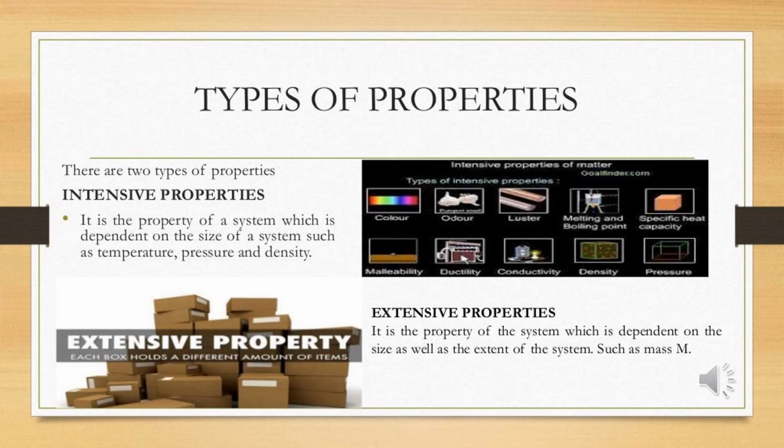Some intensive properties are derived from extensive properties by specifying a unit volume of the substance considered. Examples are specific volume, specific heat, and density. Extensive properties are properties of the system which are dependent on the size as well as the extent of the system. For example, mass and volume are extensive properties.